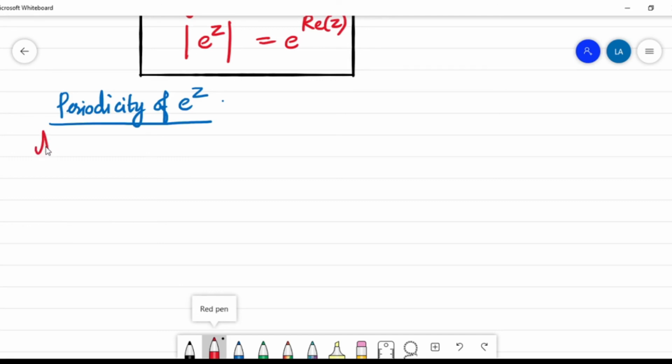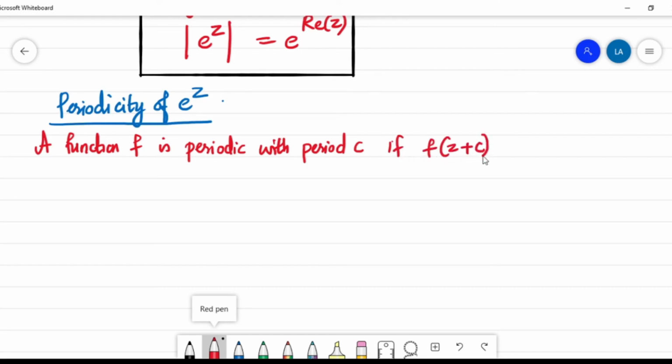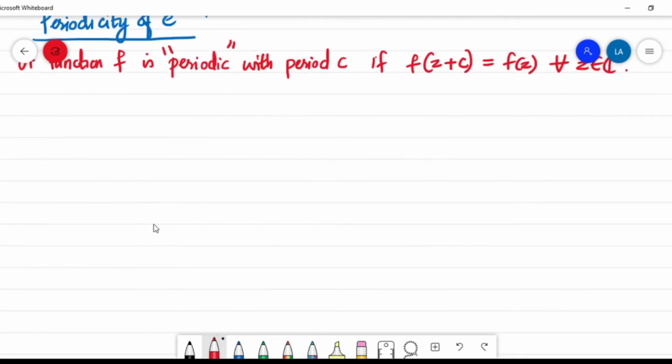So, first of all, for those who are unfamiliar with periodicity, a function f is periodic with period C if f of z plus C is equal to f of z for every z belongs to C. If this property is satisfied, we say that the function is periodic. So, we are going to check whether e raised to z is periodic, right.